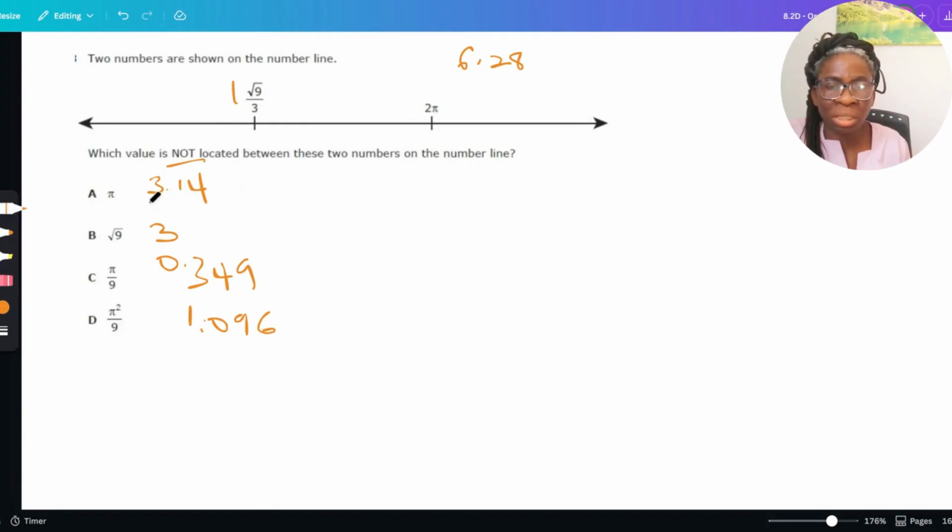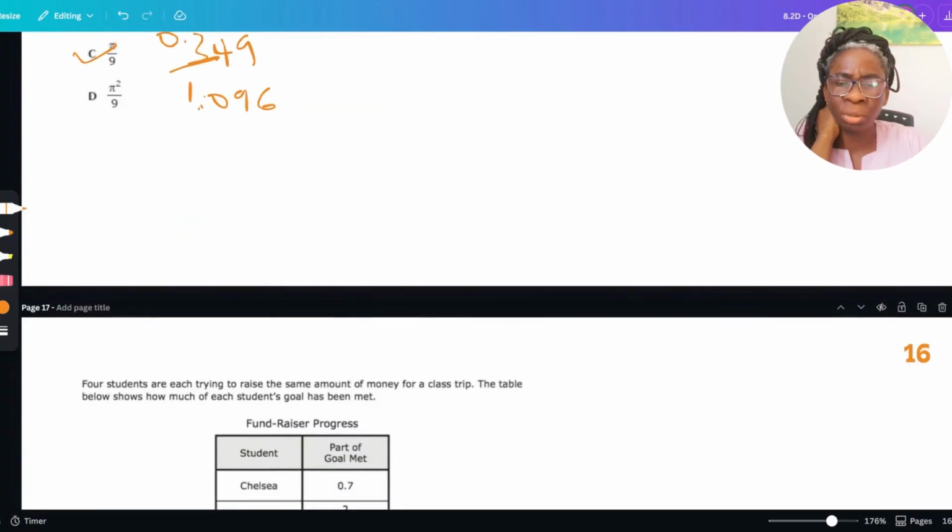So the question is now saying which one is not located between them. So this is 1, this is 6 point something. So 3 is located between them. 3.14 is located between them. 1.096 is located between them. So this is the one that is not located between them, because 0.349 will be somewhere here. So to the next question.